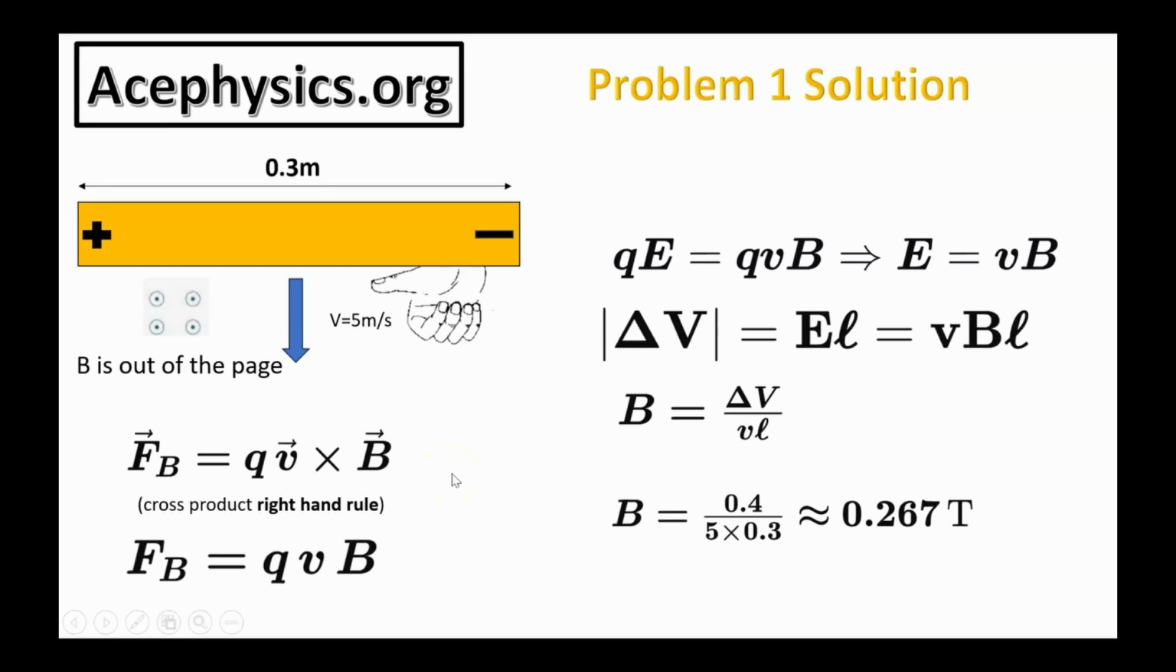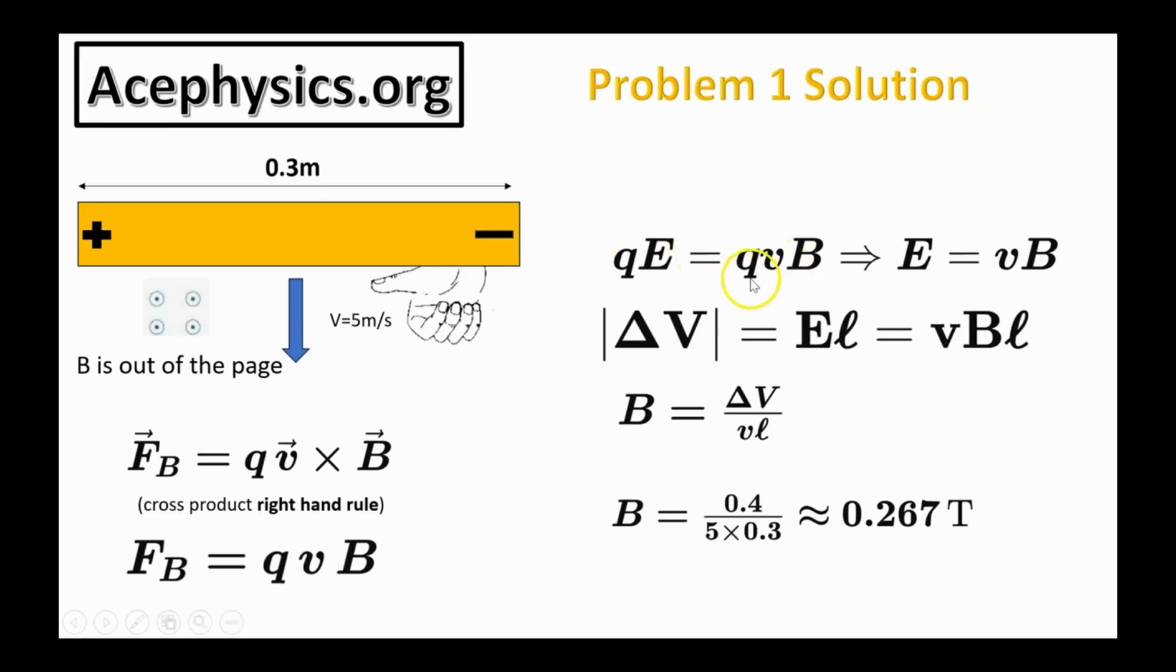The question also asks us to find the magnitude of the magnetic field. Inside the wire, the electric force is balanced by the magnetic force. That's the reason the charges stay separated. The electric force pulls the charges together, and the magnetic force pushes the charges apart. The electric force is always given by Q times E, where E is the electric field inside the wire. The electric field points from the positive to the negative, and the Lorentz force, or the magnetic force, is equal to QV cross B. In this case, it's just QVB, because the magnetic field and the velocity are at a 90-degree angle to each other.